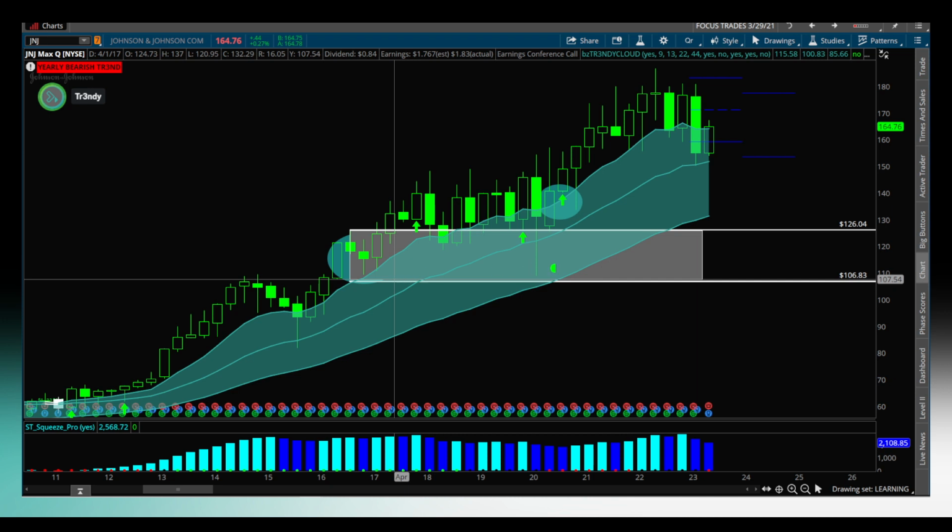Now, let me ask you this question. If this wick had come through the zone, what does it mean? What does it mean? Does it really mean anything? What do we do with the candles?